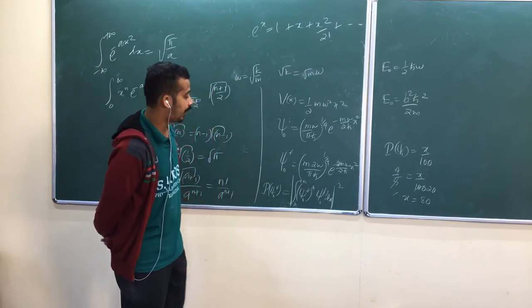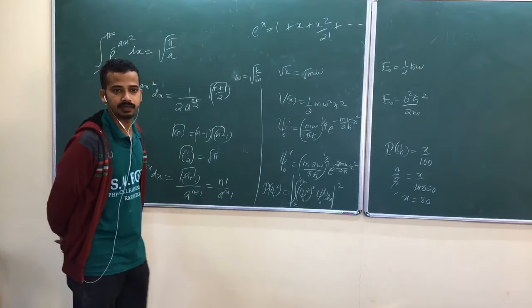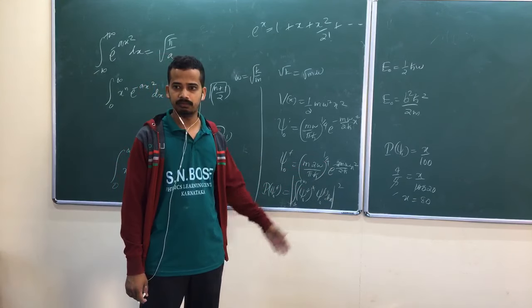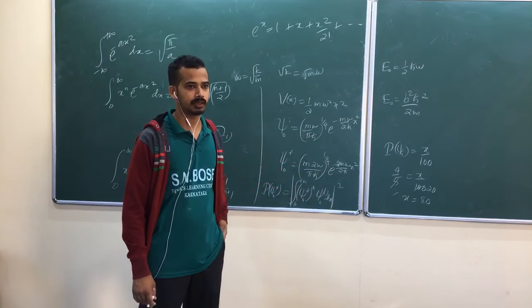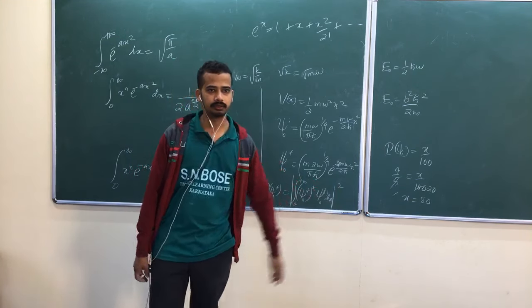In the particle in a box problem, we had a change of limit, am I right? The earlier wave function was from minus L by 2 to plus L by 2, the new one was from minus L to plus L. But here both wave functions range from minus infinity to plus infinity. Is that clear? You can do this problem.